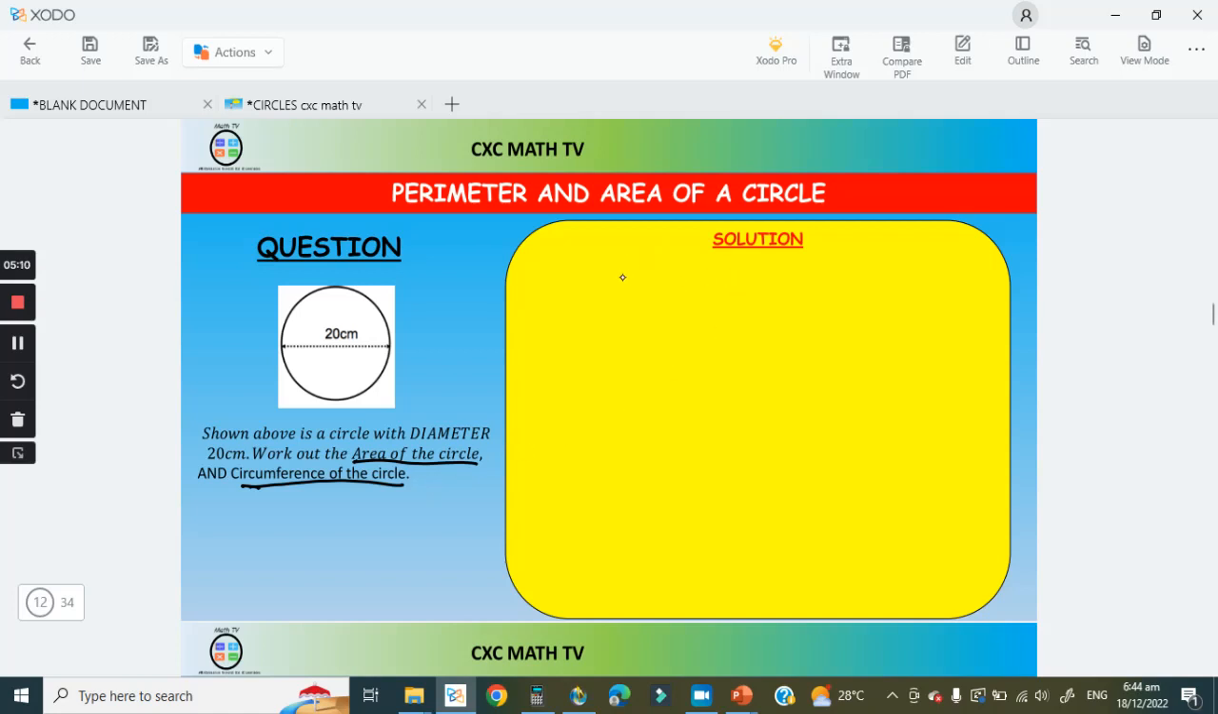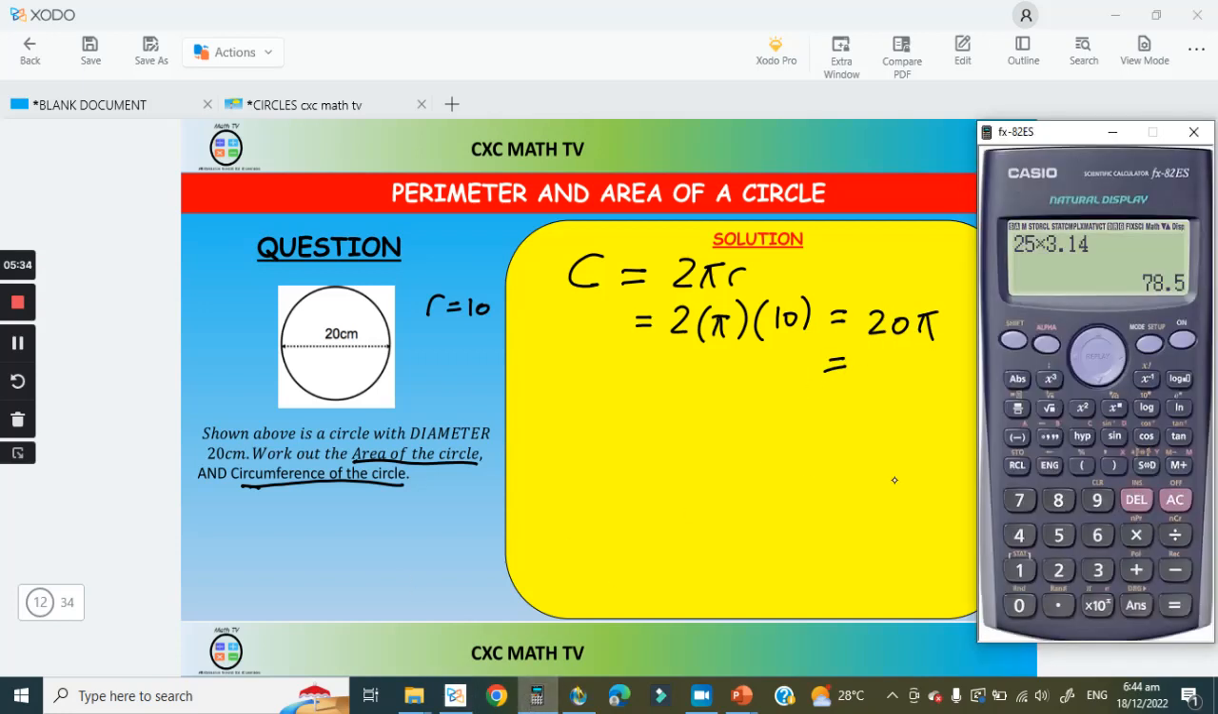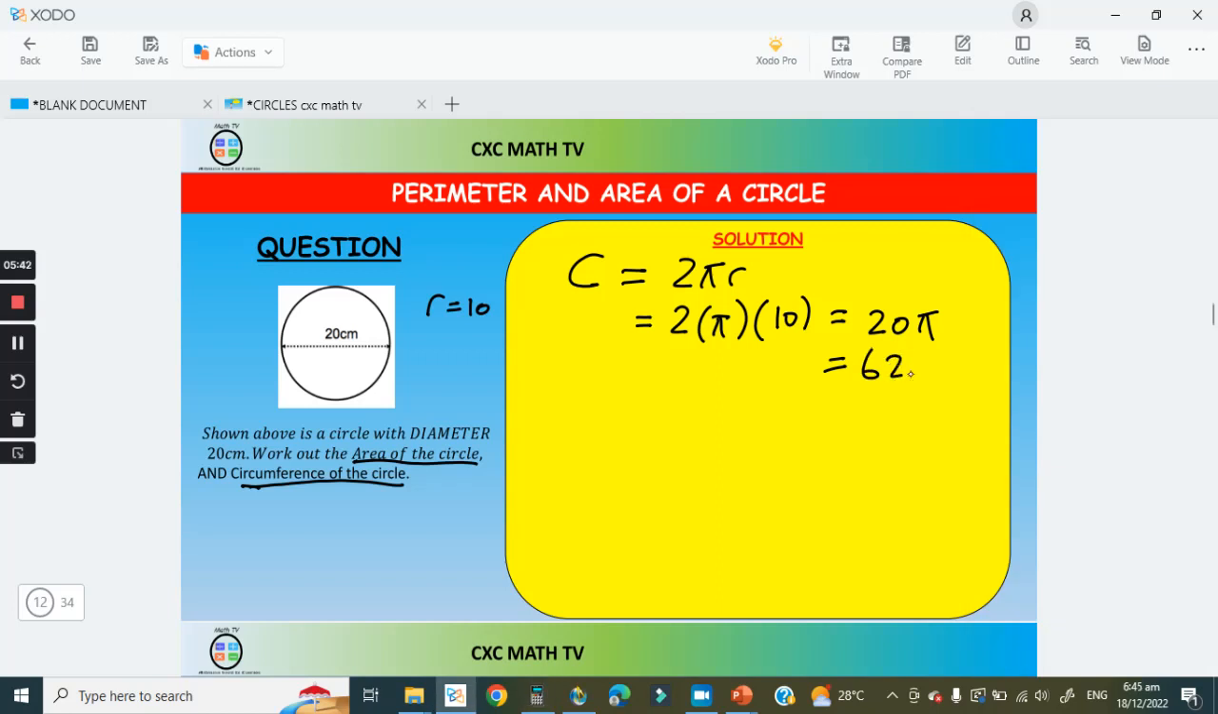So as you pause and did this one, first thing we know, let's do circumference first. Circumference we know is 2 pi r, and in that case, the diameter is 20, so the radius is 10. So the circumference is 2 times pi times the radius of 10, and you put that into your calculator. You'd get 20 pi, or you can work out 20 times pi in your calculator, and you get 62.8 centimeters. Notice perimeter, distance around, is just centimeter.